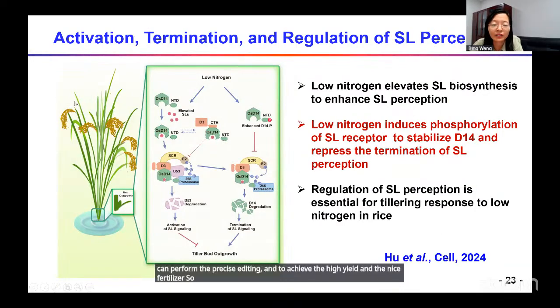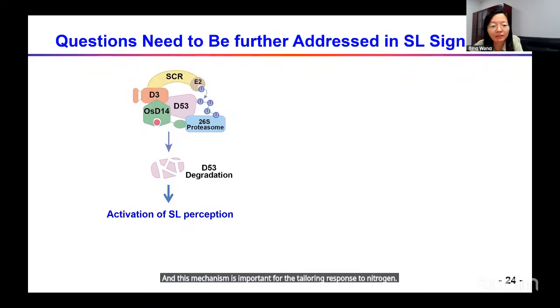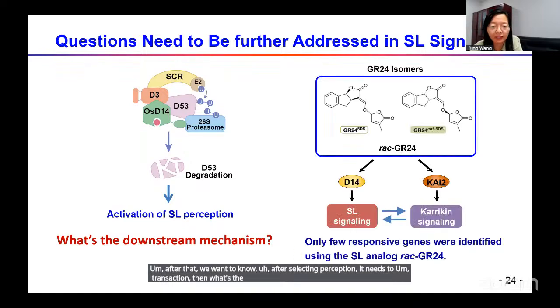So we summarize the whole story: we know how strigolactone perception is activated, and we know how it is terminated, and we know that low nitrogen can regulate these two processes, and this mechanism is important for the tiller response to nitrogen. And after that, we want to know, after strigolactone perception, it needs signal transduction. Then what is the downstream mechanism?